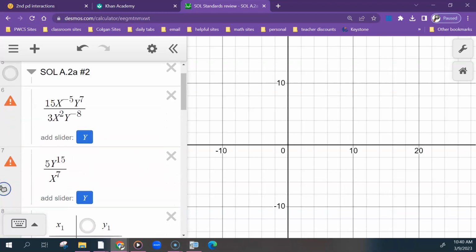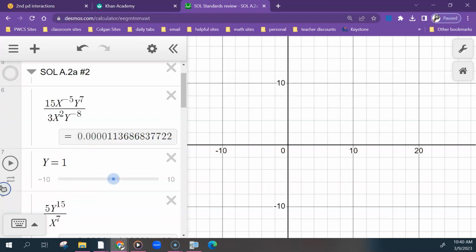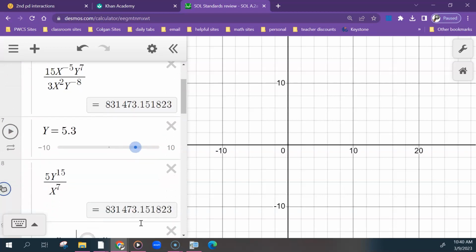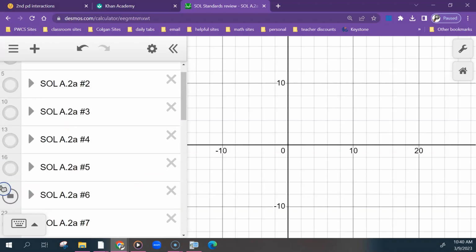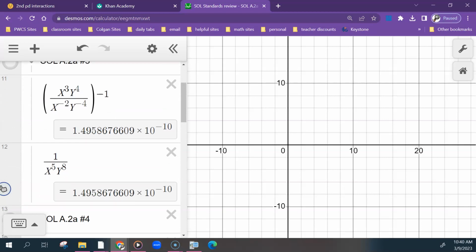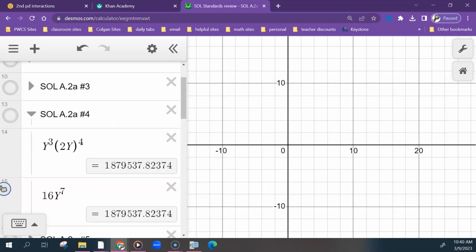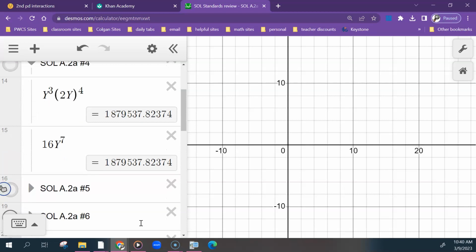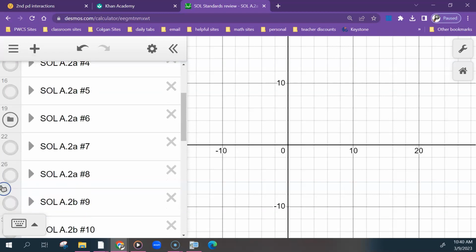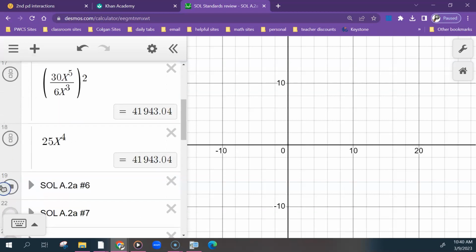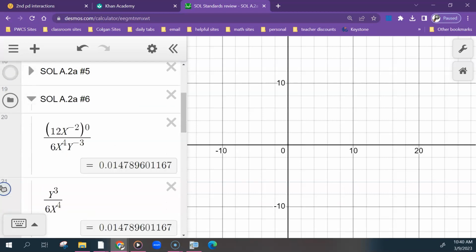Then in the second one, there was a second variable. x already has a slider, so we just need to add the slider for y, change the number, and these two numbers should be the same, which they are, so we know that's the right answer. The x and y are already there, so we just need to make sure they're the same answer, which they are. Same thing for 4 and 5 and 6.